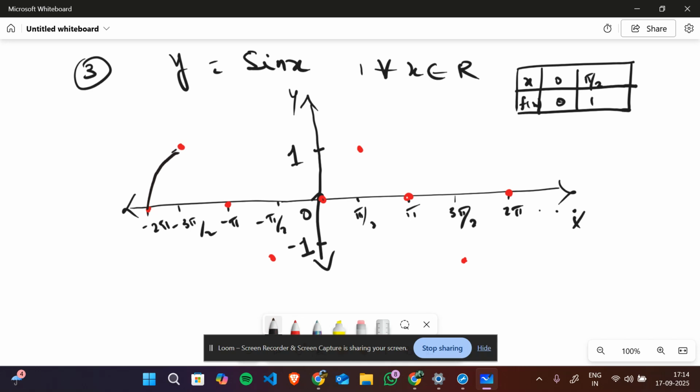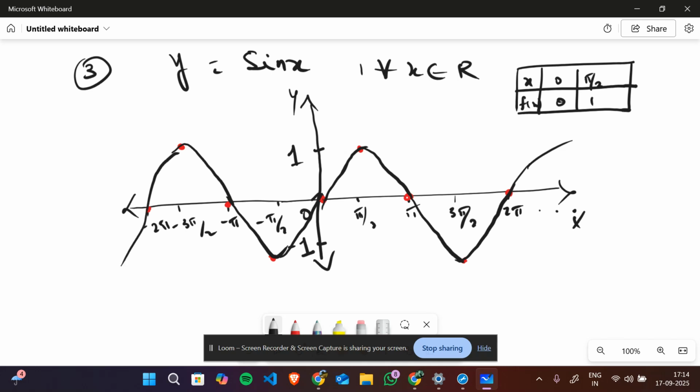It goes up, let me take this side and this side. Now look at the graph of y equal to sin x. From minus pi by 2 to pi by 2, it is an increasing function. From pi by 2 to 3 pi by 2, it is a decreasing function. From 3 pi by 2 to 5 pi by 2, it is an increasing function. Similarly, this side, minus pi by 2 to minus 3 pi by 2, it is a decreasing function and so on.